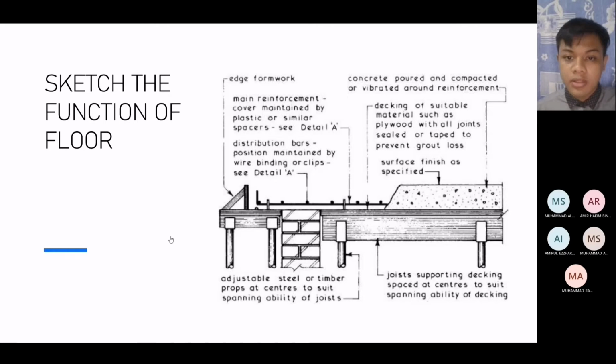Decking of a suitable material such as plywood with all joints sealed or taped to prevent grout loss. Surface finish as specified. Adjustable steel or timber props at centers to suit spanning ability of joists. Joists supporting decking at centers to suit spanning ability of decking. Next.